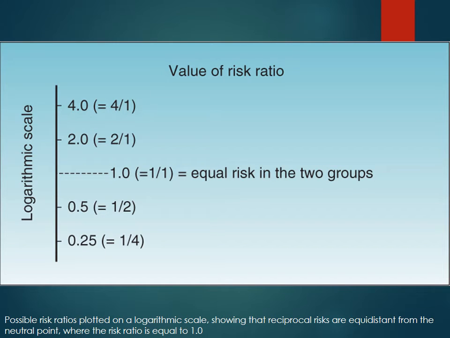So you see here that if you use a logarithmic scale, you can keep the distances kind of the same, depending on how you're expressing the risk. So whether it be a 4-fold increase in risk, or whether it be 1/4. By using that scale, it keeps things pretty consistent as far as the differences in length.